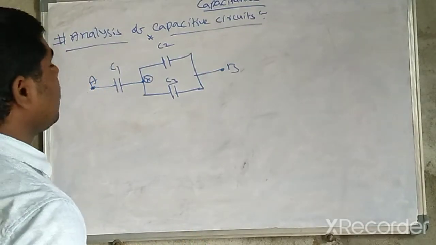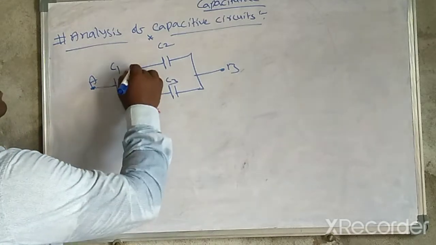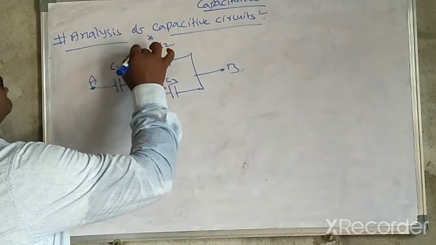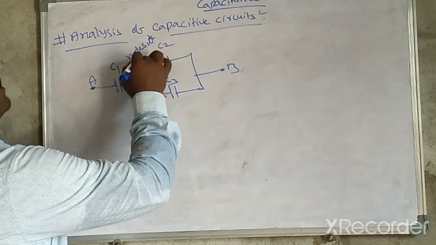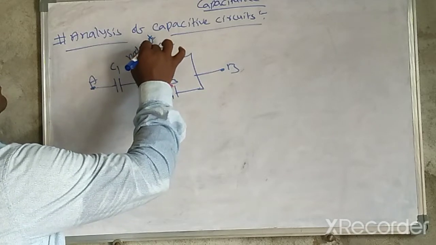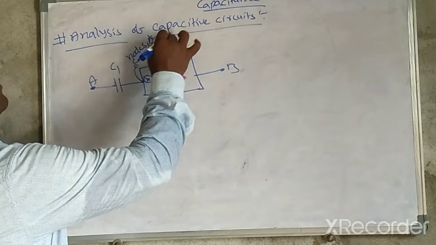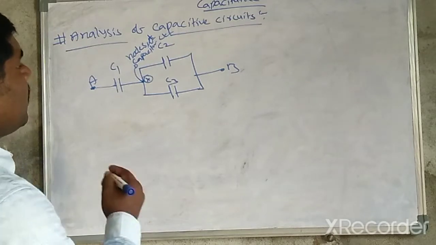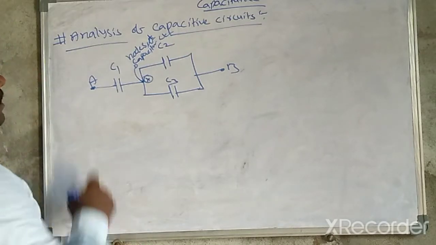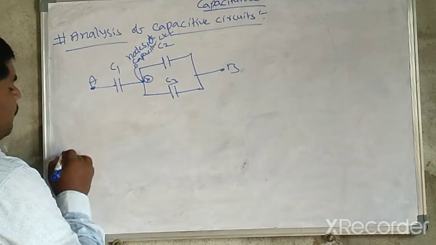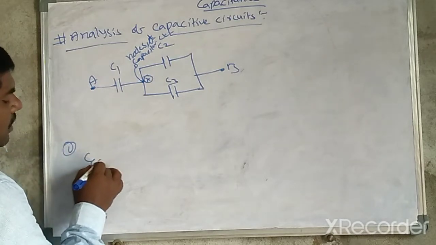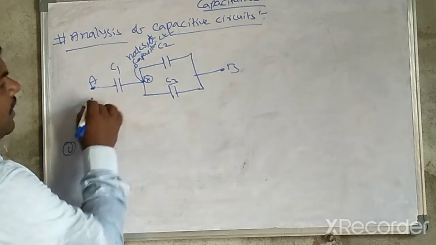This junction is nothing but a node of a capacitor circuit. Nodes of a capacitor circuit, I will tell you later. First, you may find the C equivalent between A and B.